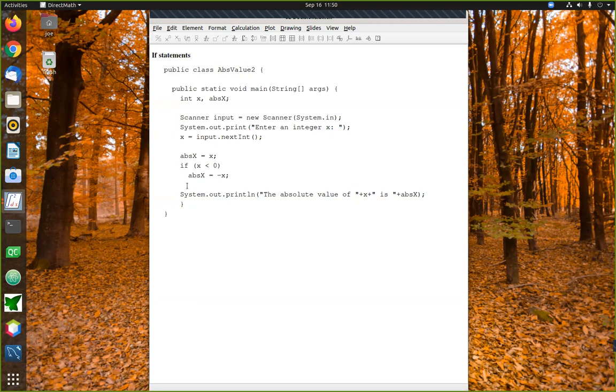And in this case, if it turns out that the number is not negative, there's nothing new I need to do. In that case, the absolute value variable already has the right value in it. There's nothing special I need to do, so I can leave off the else part in situations where there's nothing to do if the answer to the question turns out to be false. All right, so that's another variant you can pursue. In some cases, the else part is optional and you can leave it off.